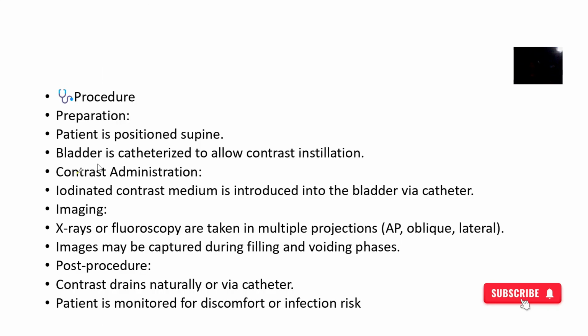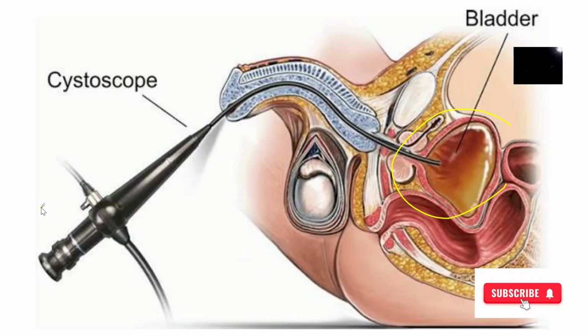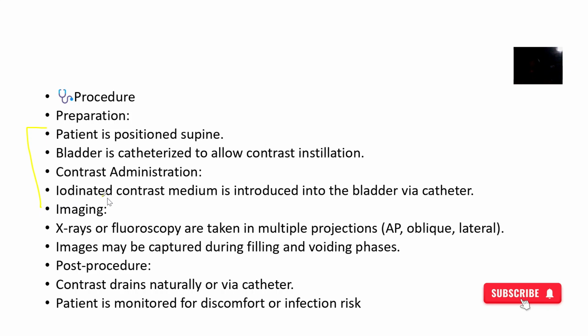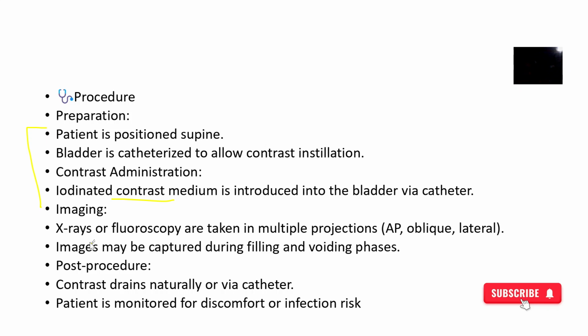So the procedure is, first of all, the patient is positioned supine, that's facing up. So the bladder is catheterized to actually allow the contrast to go in. Okay, so iodinated contrast medium is the one that's usually put into the bladder, and they usually use a catheter. So x-rays or fluoroscopy are now taken. So images can be captured as the bladder is being filled up or as you are trying to urinate.